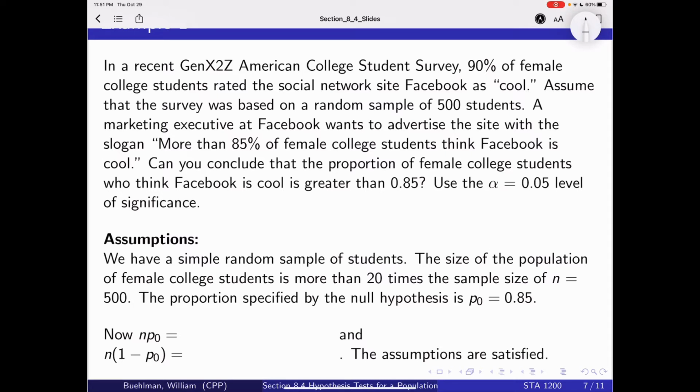The proportion specified by the null hypothesis was p naught equals 0.85, so we're going to check that. If we take our sample size times that initial population proportion, we get 500 times 0.85, which is equal to 425, which is greater than 10. And now we need to check the other one too, n times 1 minus our population proportion, which gives us 500 times 1 minus 0.85, which is equal to 75, which is also greater than 10. So we have shown the assumptions are met, we may proceed.